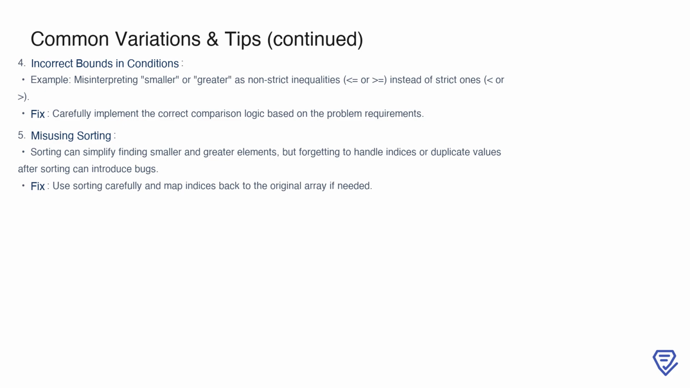Sorting the array can help simplify finding smaller and greater elements, but it introduces its own challenges. For instance, if you sort the array, you must be careful to manage indices and duplicate values correctly, as sorting changes the original order. Mapping back to the original indices or explicitly handling duplicates can help you avoid bugs when using this approach.